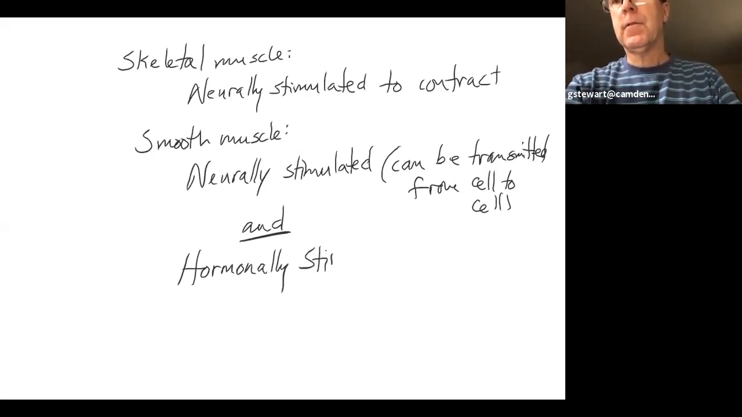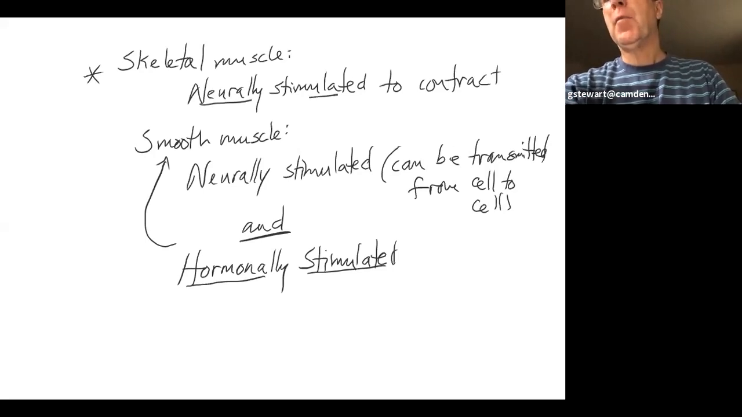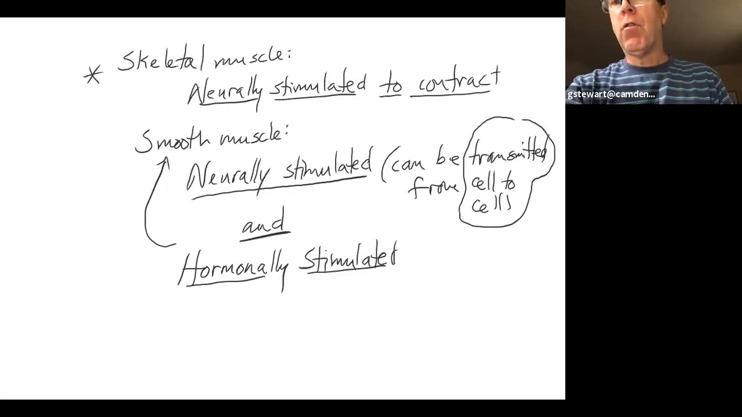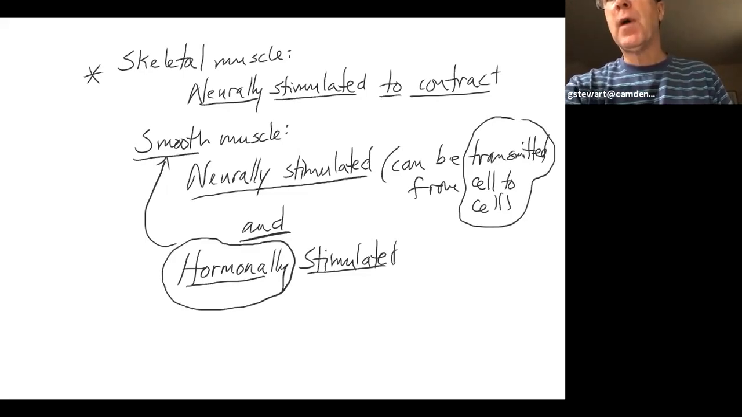So hormones, not the nervous system, have the ability to cause smooth muscle to contract. Not so up here. Skeletal muscle must be stimulated by the somatic motor nervous system in order to contract each individual cell. Smooth muscle can be neurally stimulated by the autonomic nervous system, but that electricity can be transmitted from cell to cell. Also, hormones can stimulate smooth muscle cells to contract. So those are some similarities and differences.